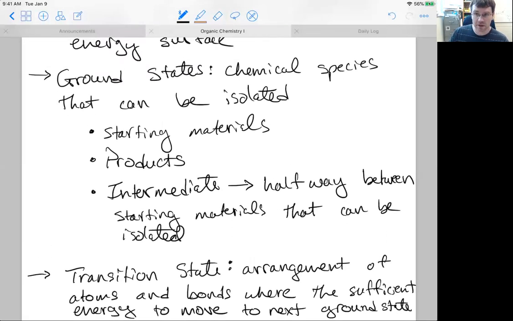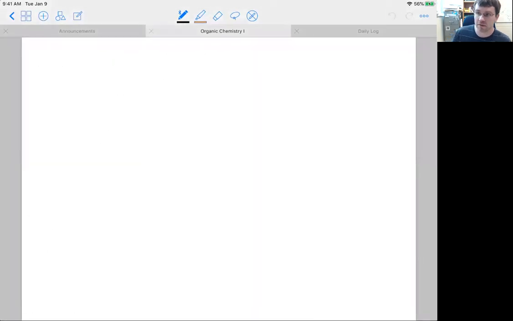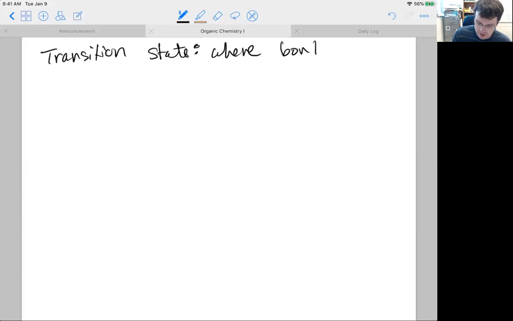Okay, that's a fairly precise definition of the term transition state. I'm going to define it in a way that's going to make it a little bit easier to wrap our heads around, but a little bit less precise, and it's going to start to look like the idea of the intermediate. So, said another way, the transition state is where bonds that will break are sort of half broken.